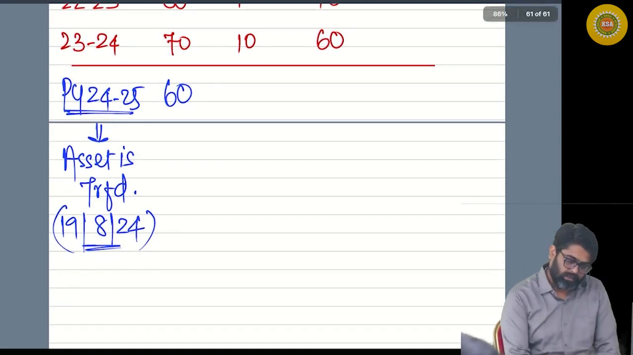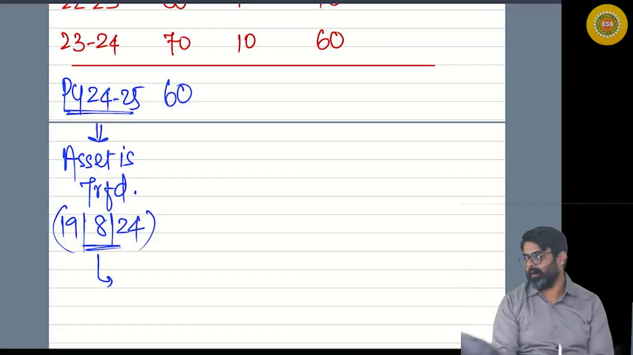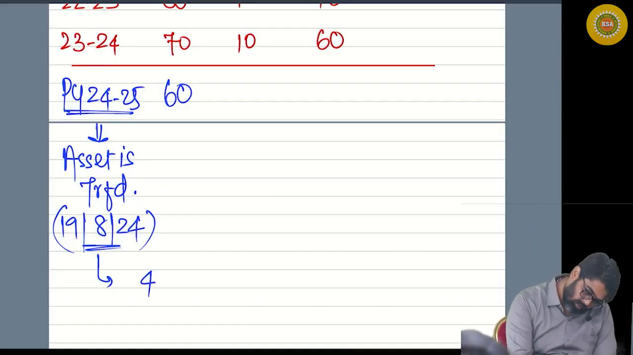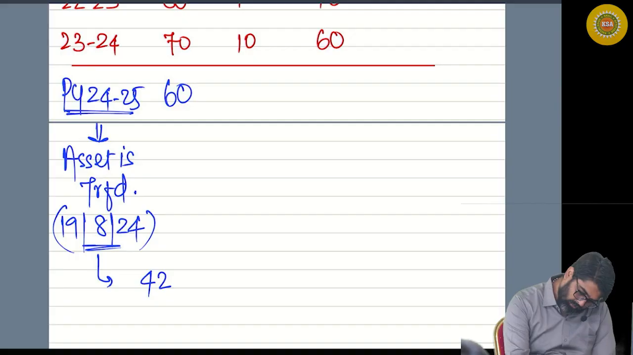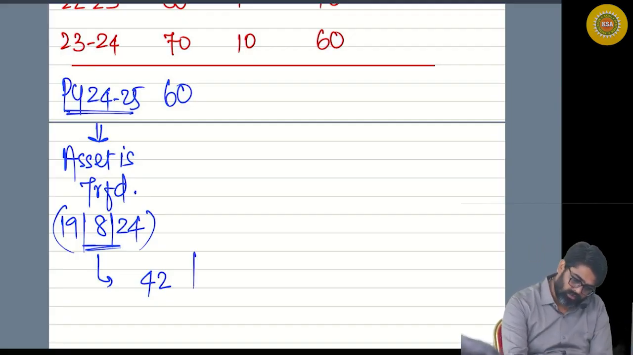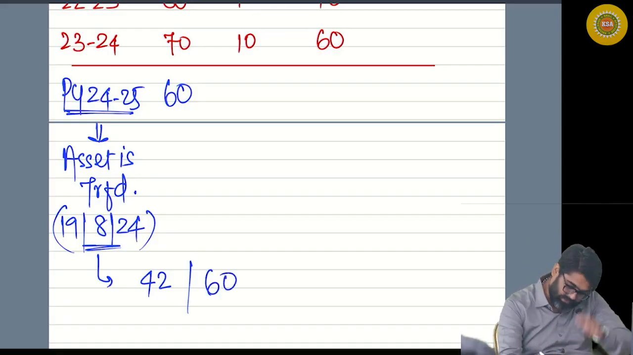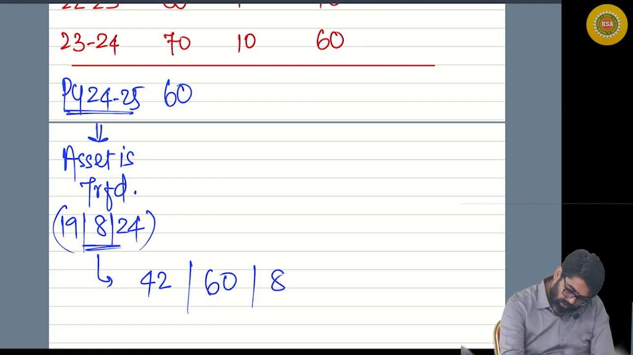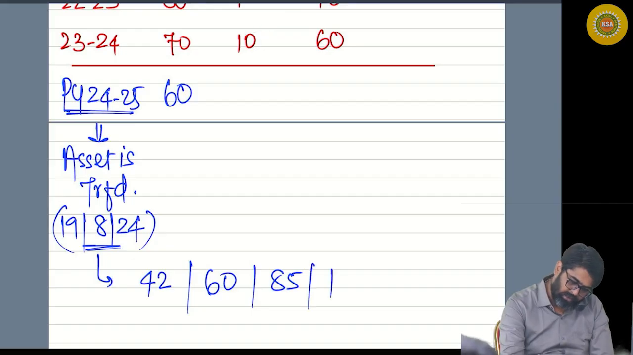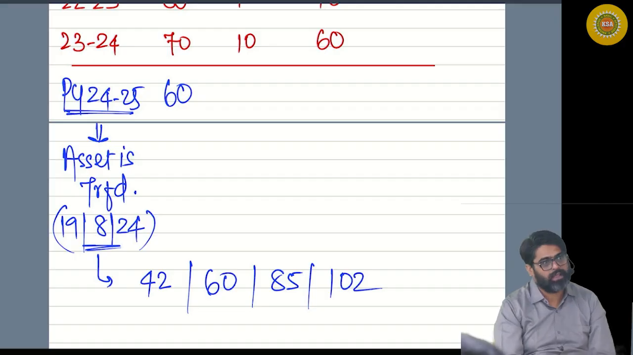And the asset is transferred for how much? We'll take 4 possibilities. Possibility 1, it was transferred for 42 lakhs. Possibility 2, it was transferred for 60 lakhs. Possibility 3, it was transferred for 82 lakhs. And the last possibility, 102 lakhs. These 4 possibilities are there.